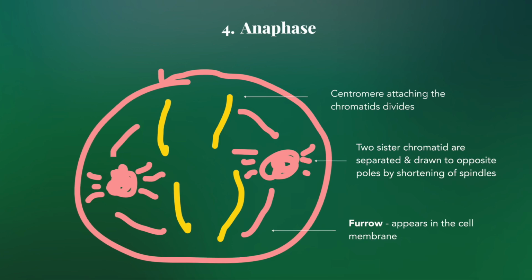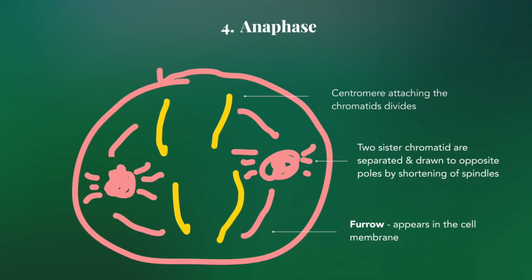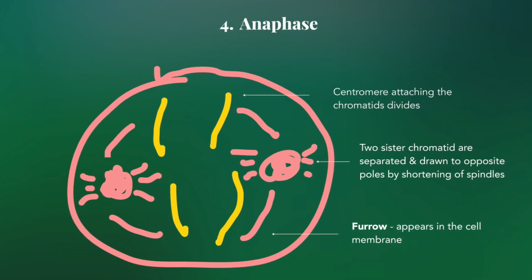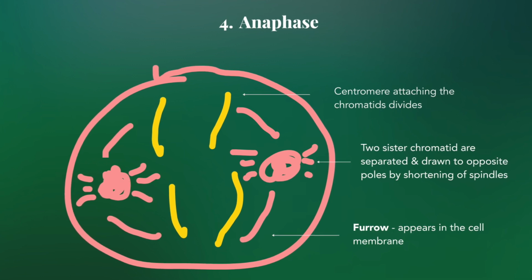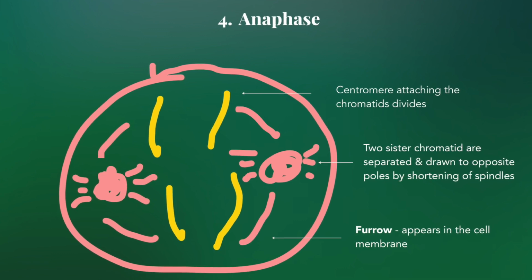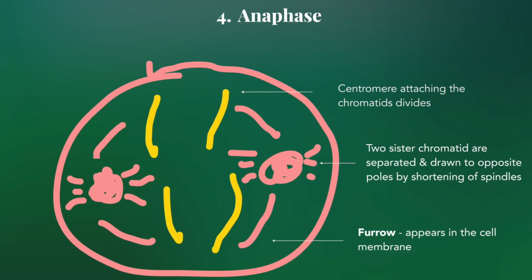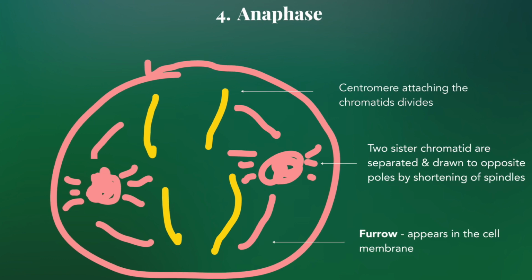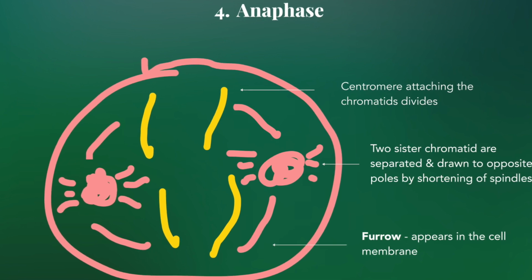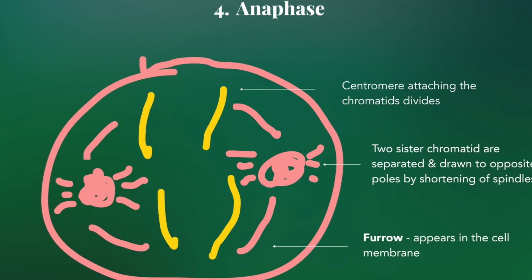What happens in anaphase? In anaphase, the centromere attaching the chromatids starts dividing, because here the sister chromatids go towards the opposite pole. The two sister chromatids are separated and are drawn to the two opposite poles by the shortening of the spindle fibers. Here the shape of the spindle fiber is different. You have to keep this in mind. And a small furrow, a cleavage type of thing, appears in the cell membrane here. This is anaphase. In this diagram, along the plate, the two sister chromatids go towards the opposite poles, the spindle fibers shorten, and the furrow appears here.